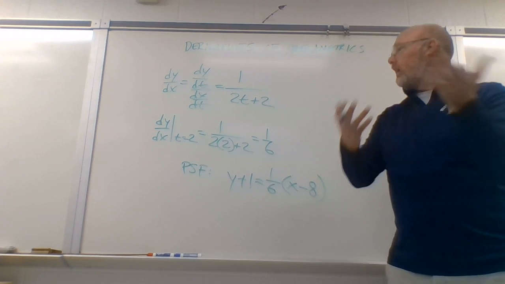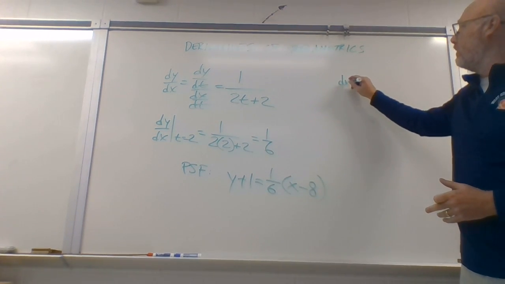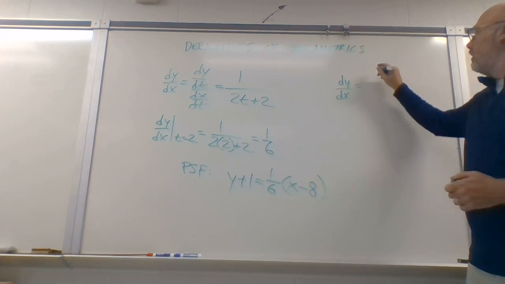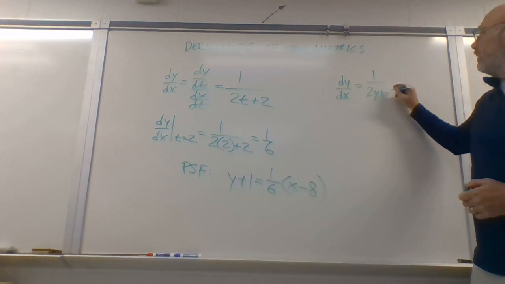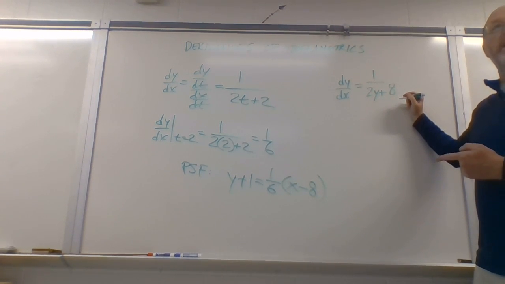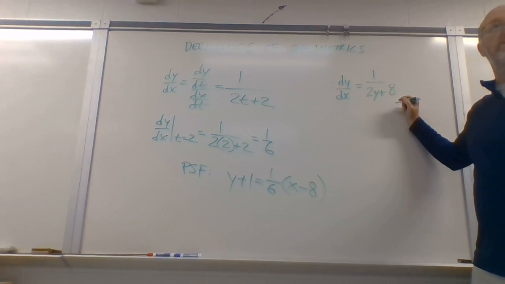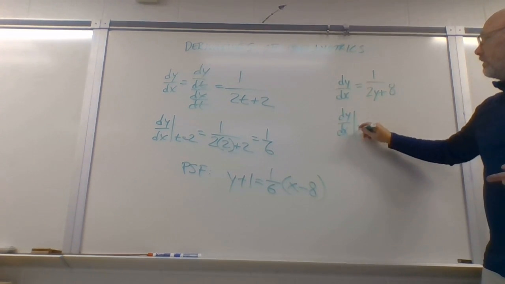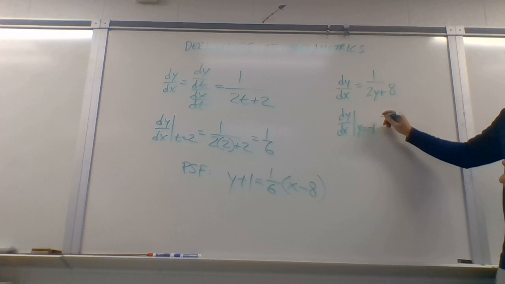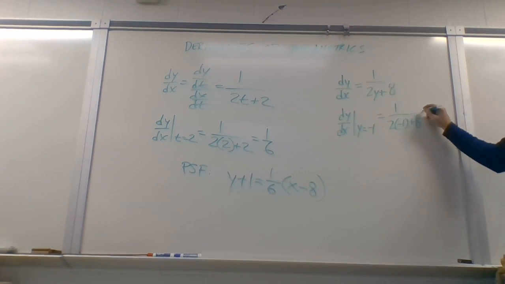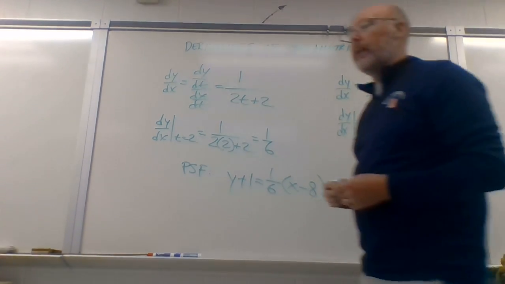All right. Just real quickly, who had the other derivative from the front or wherever your notes are? 1 over 2y plus 8. And what is the y value at t equals 2? But notice the notation. You would be using this. And guess what you get? Yeah, you do.